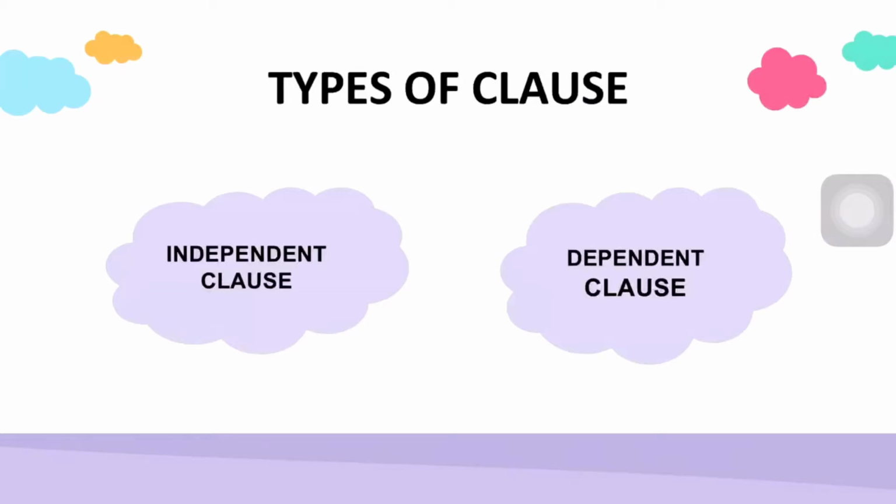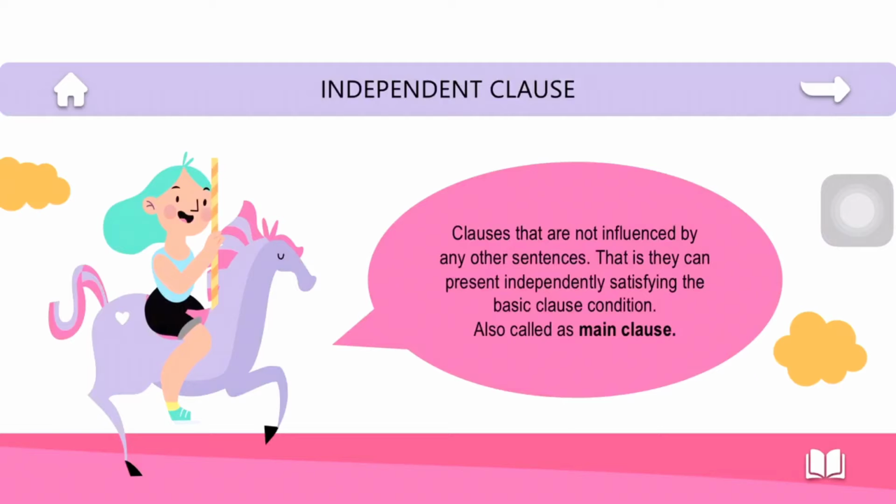And the type of clause, there are two types. First, independent clause and dependent clause. The first explanation is about independent clause. Clauses that are not influenced by any other sentence. That is, they can stand independently, satisfying the basic clause condition, also called main clause.